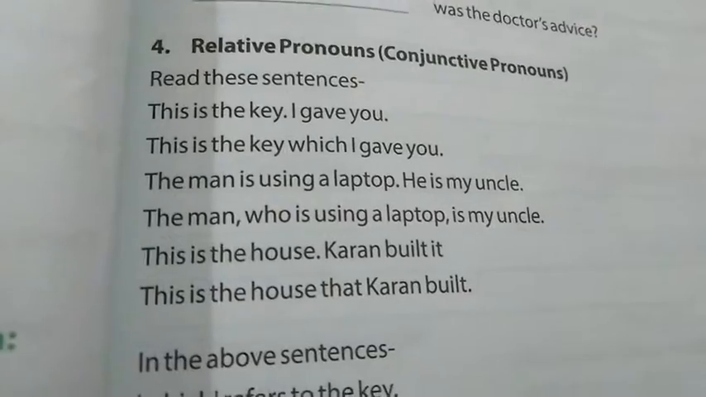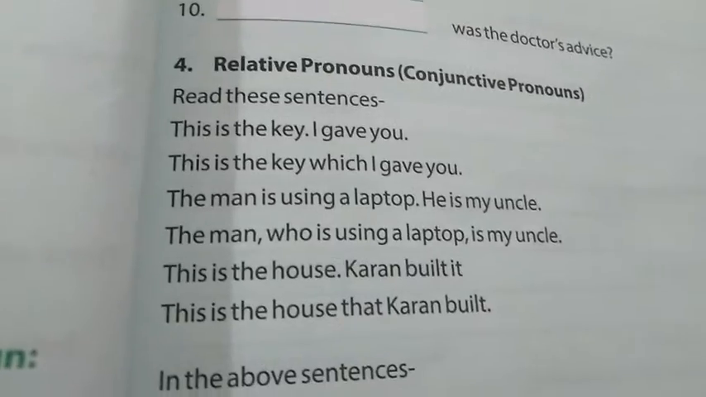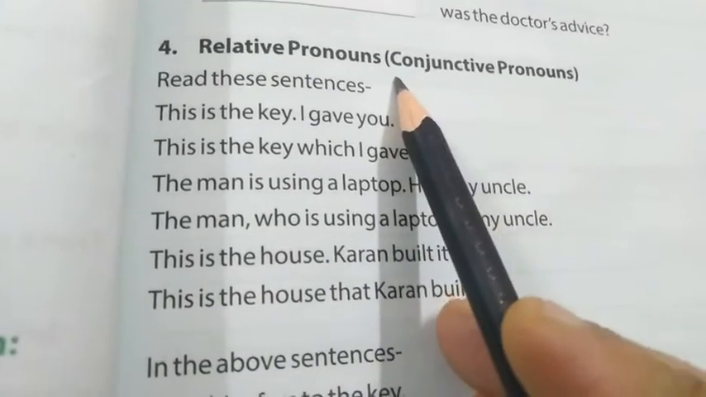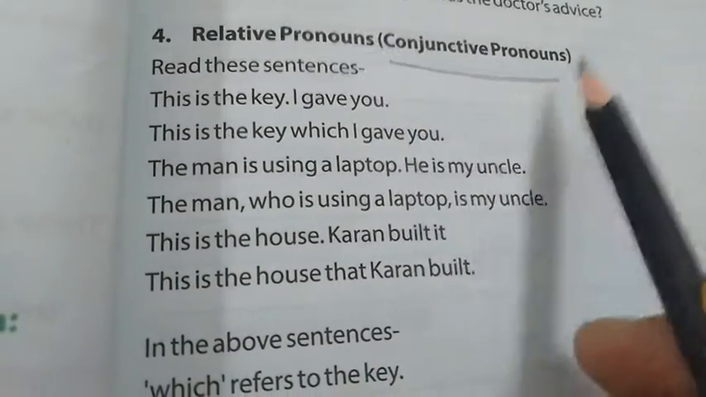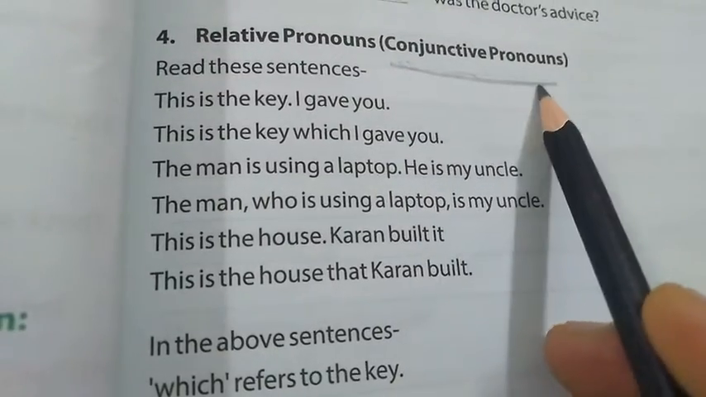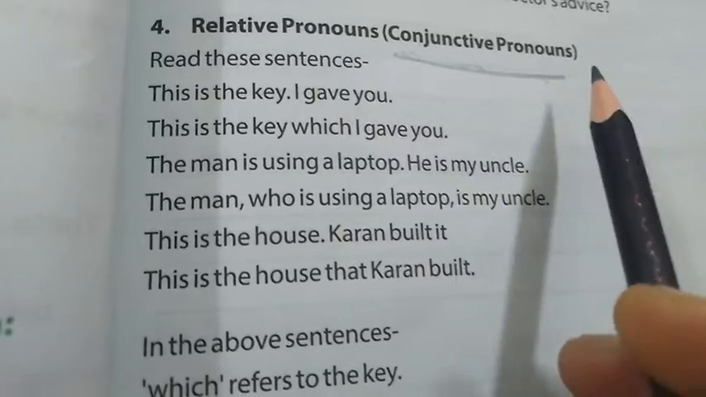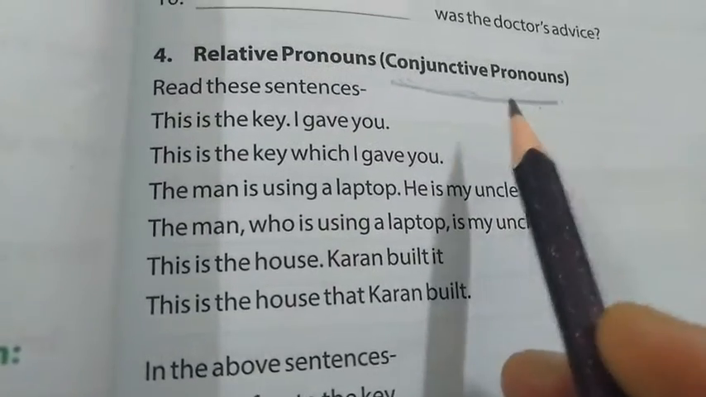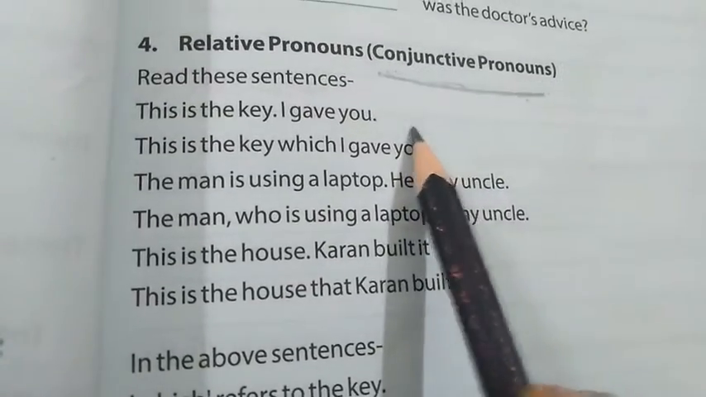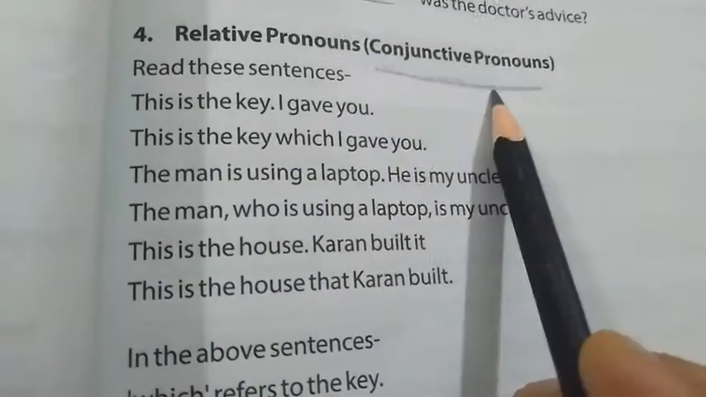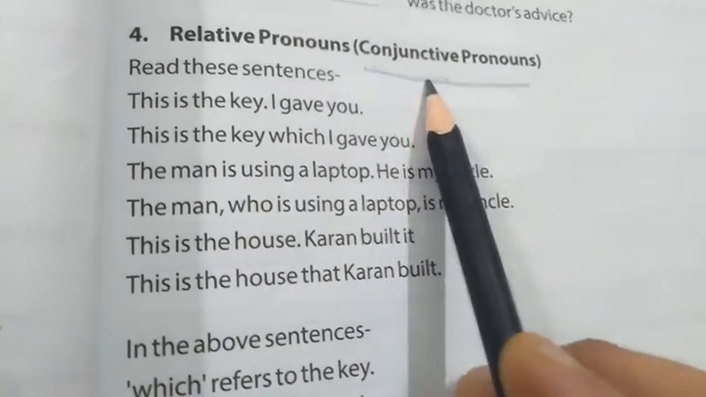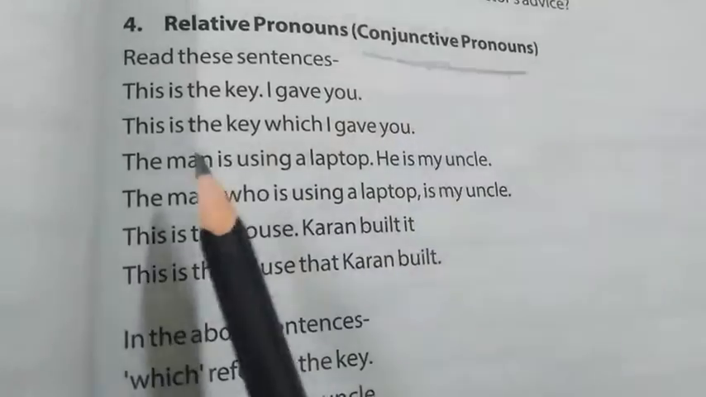All right. So next we have the relative pronouns. Relative pronouns are also called conjunctive pronouns. Why do we call it conjunctive? Because they play the role of conjunctions here. What were conjunctions? We have discussed earlier that conjunctions are the joining words. Okay, so conjunctive pronouns also play the same role. They help in joining two sentences together.